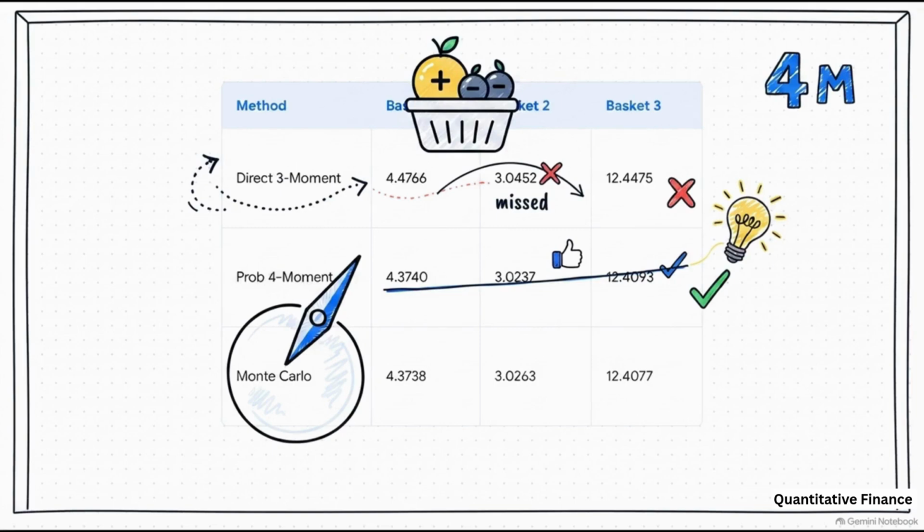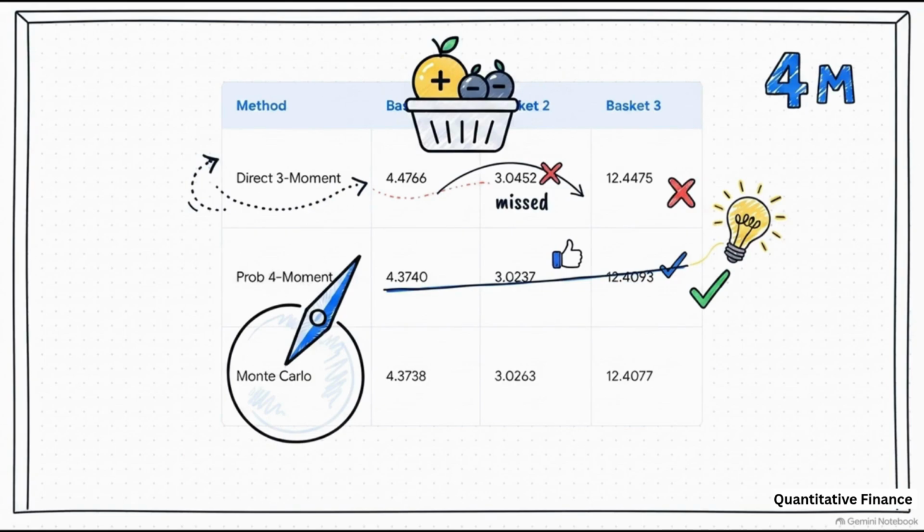For basket 1, it spits out a price of 4.4766. Compare that to the Monte Carlo benchmark of 4.3738. That is a notable miss. But right in the middle, look at the probability four-moment row. It gives us 4.3740. It is virtually identical to the benchmark.